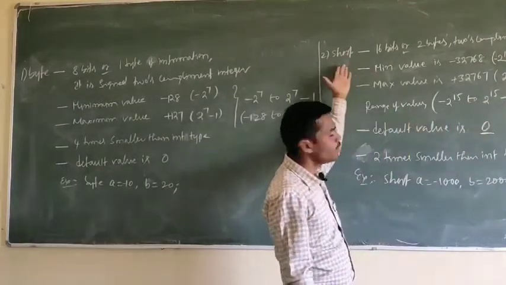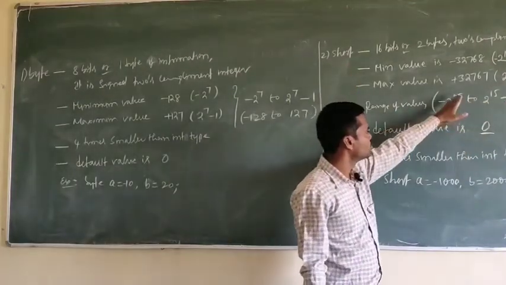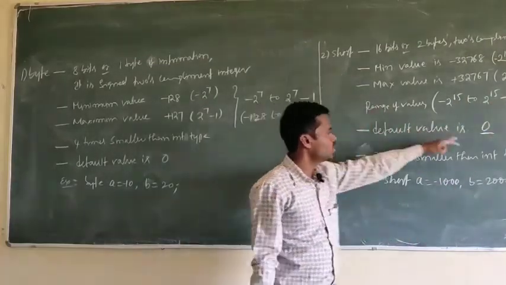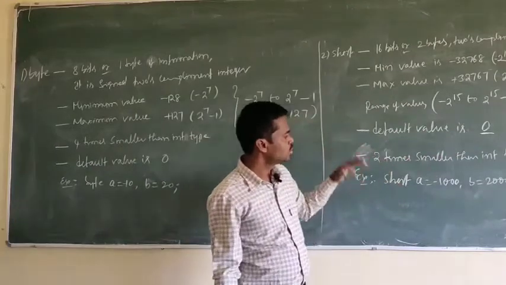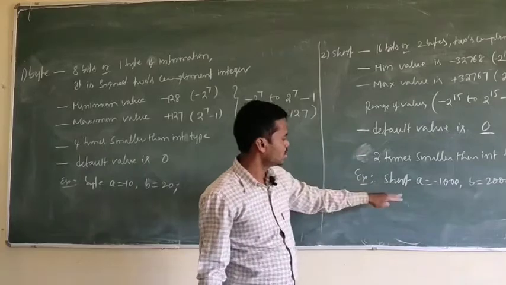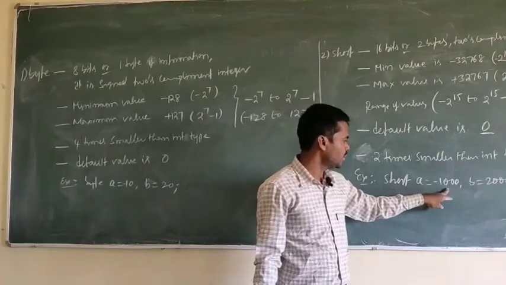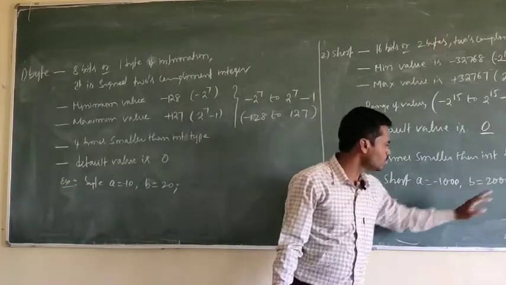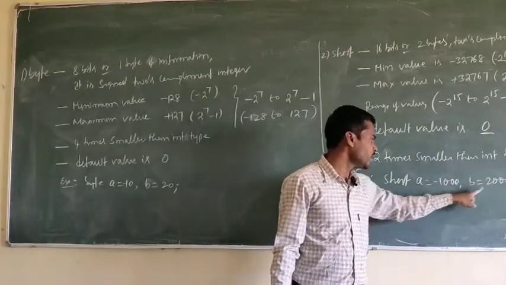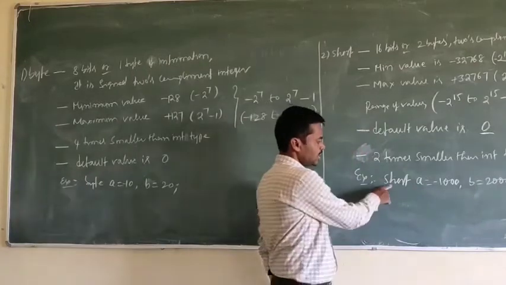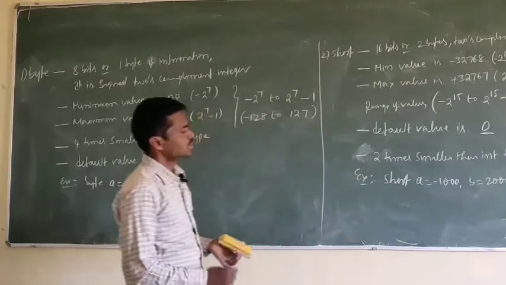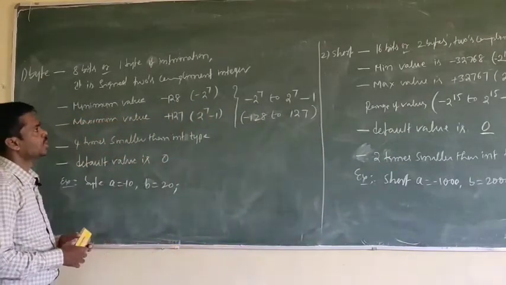The maximum value is 32,767, which can be represented as 2 to the power of 15 minus 1. So the range of values of the short data type is minus 2 to the power of 15 to plus 2 to the power of 15 minus 1. The default value of short is 0, and it is 2 times smaller than integer types. This is the example for short: a is equal to 1000 and b is equal to 2000. So this is a negative value, this is a positive value. Short is a data type, a is a variable and this is a value. So these are the short data types.